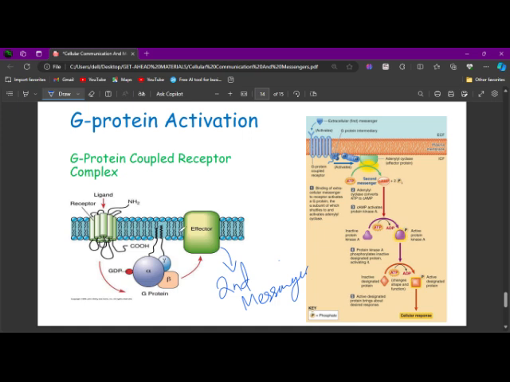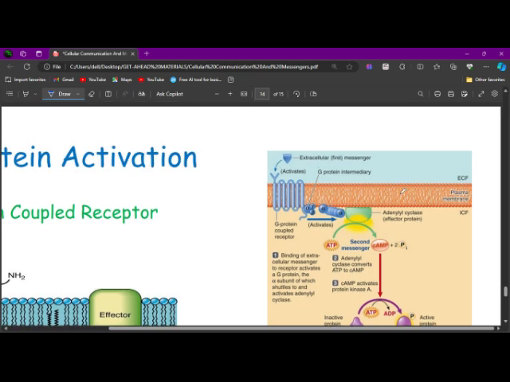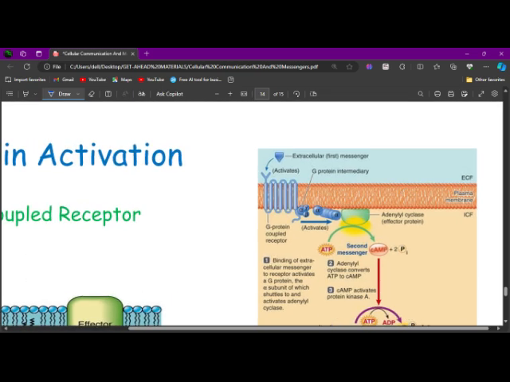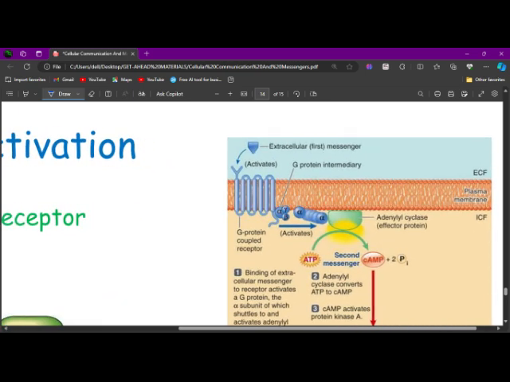All right. So how does this whole activity happen? We have this diagrammatic representation here that I'm going to briefly elaborate. Your extracellular or first messenger is going to bind here to the G protein coupled receptor. This is the receptor side of it. Once it binds here, it's going to activate this receptor. What is the action of this receptor? It's going to cause this G-protein intermediary.